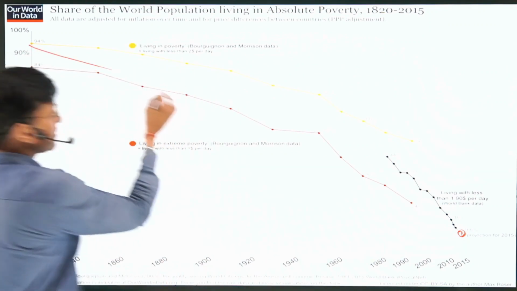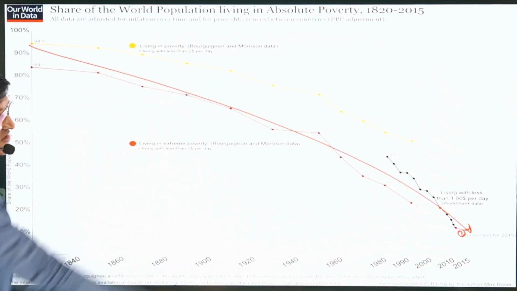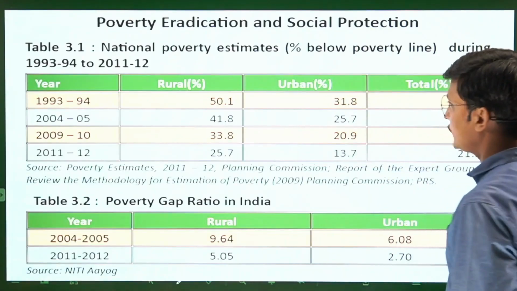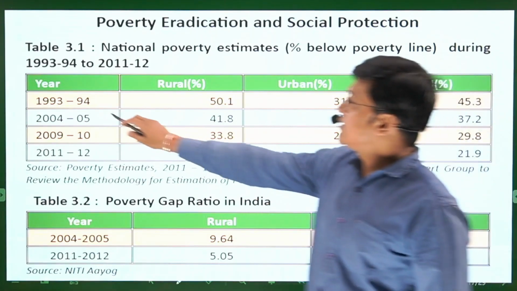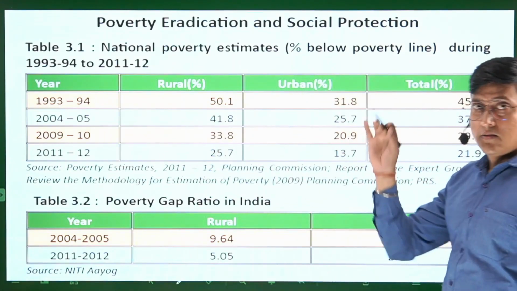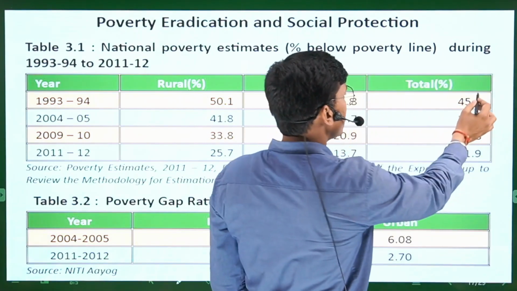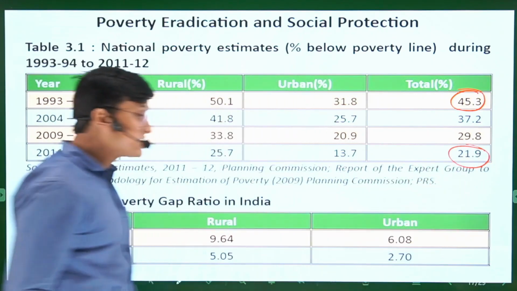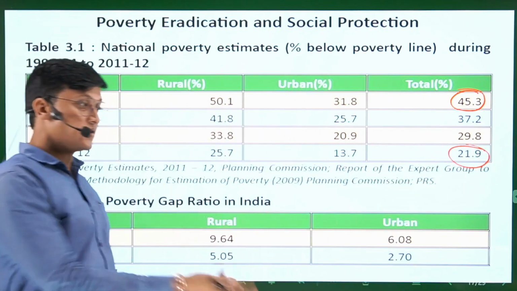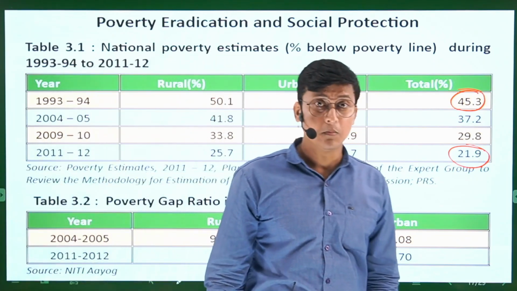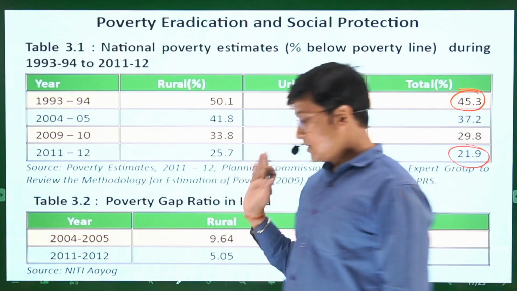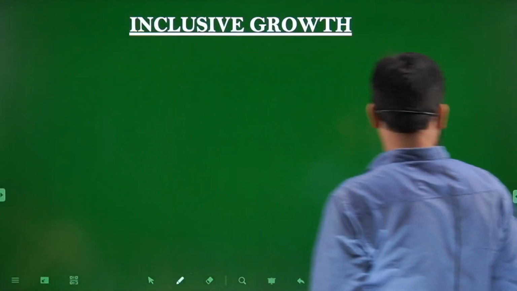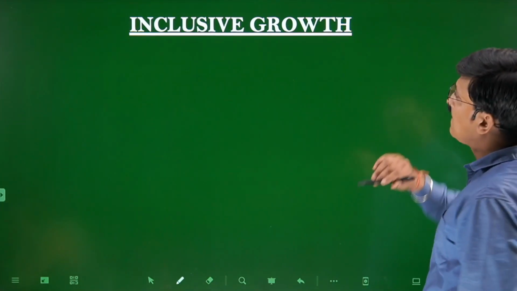So right from there to here, it has come drastically down, or not? Yes, it has come drastically down. But as far as India is concerned, in 93-94, the percentage of population below the poverty line was 45.3, and in 2011-12 it was 21.9. It is the last data which is available. The recent data has not yet come. It should have come. Once it comes, the data is not so good, let me tell you. But anyway, this had actually come down, right?